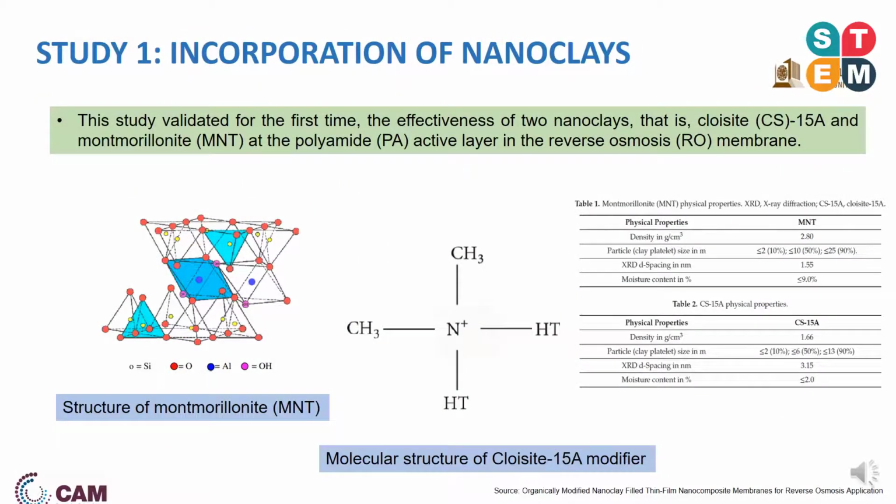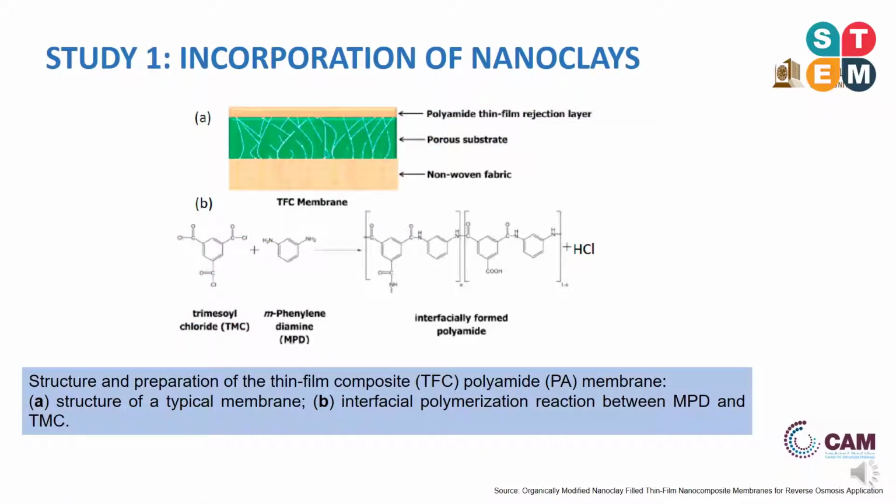Moving on to the first study, which is the incorporation of nanoclay. This study validated for the first time the efficiency of two different nanoclays, Cloisite 15A and montmorillonite. These nanomaterials are incorporated into the polyamide active layer in the reverse osmosis membrane. Here we have shown the structure of the montmorillonite, and also listed the different physical properties of these two nanoclays.